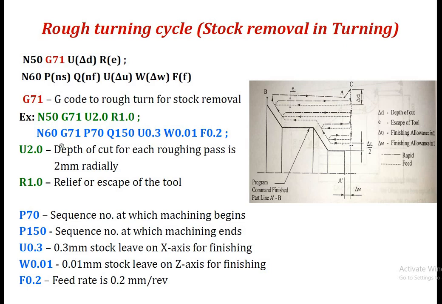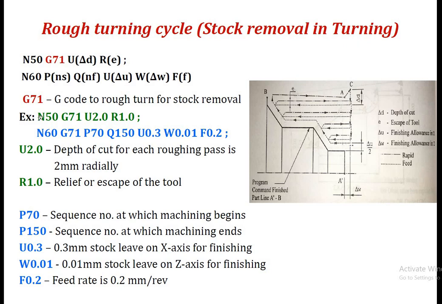Now next we'll go for the second block of the rough turning cycle. N60, that is the sequence number. G71, that is the rough turning cycle. P70. The meaning of P70 is the sequence number at which machining begins.